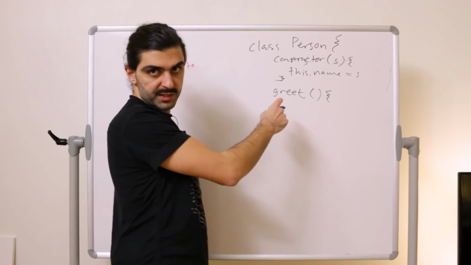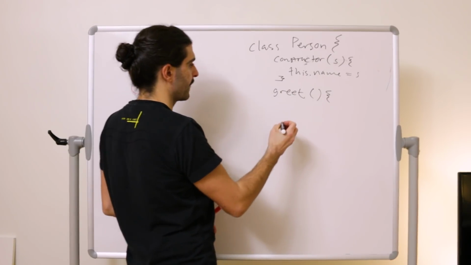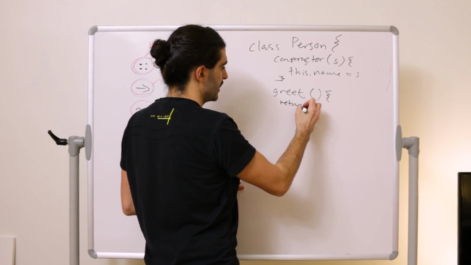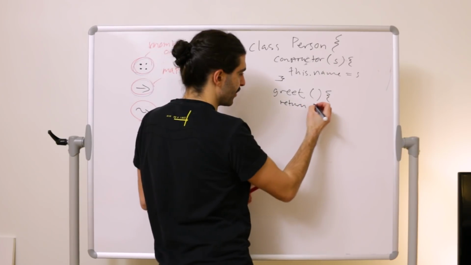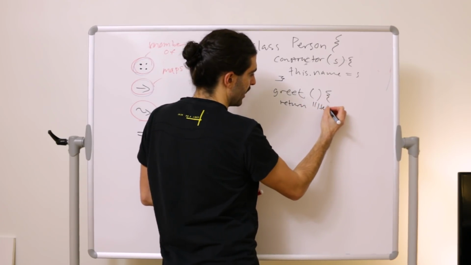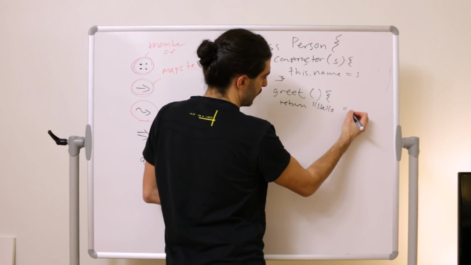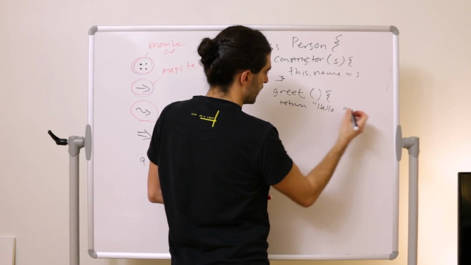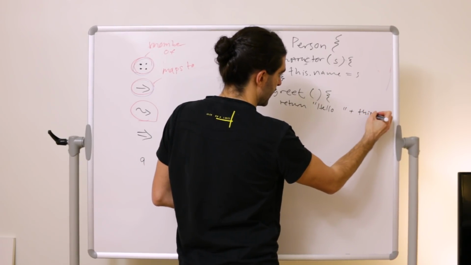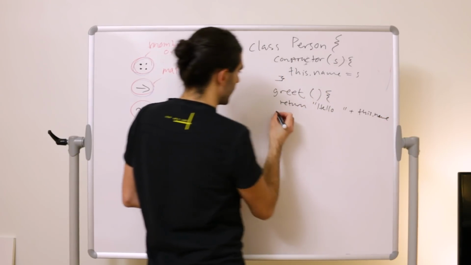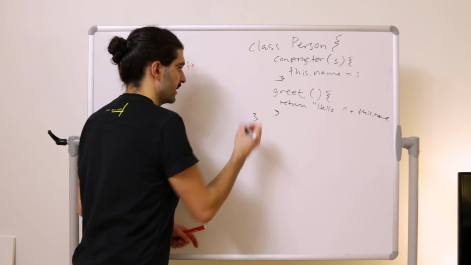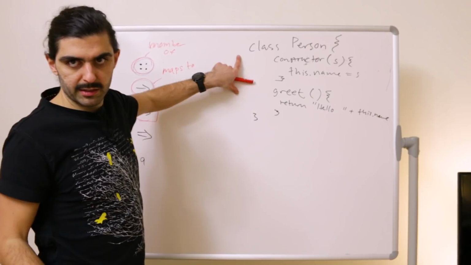Yeah, let's start with 0 arguments, and then we'll do 1 argument, right? And maybe that returns, and then we'll do the same implementation that we had before. We'll just say hello space plus this dot name, right? So I think you can see what this method in the class does.